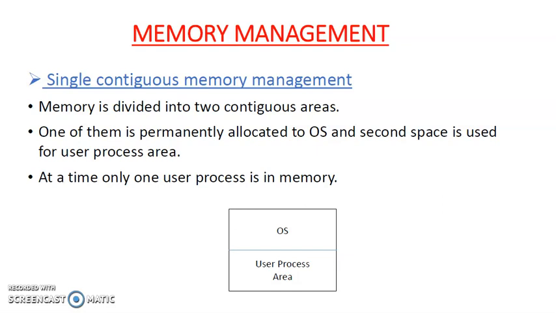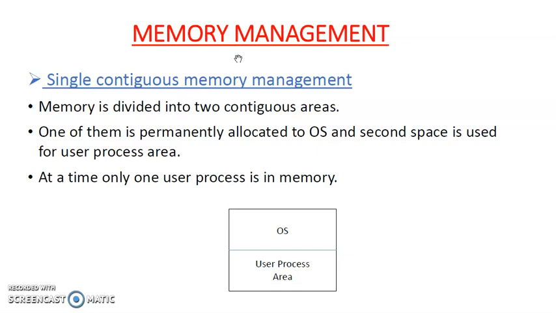Okay, so see what is the exact meaning of this management technique. Memory is divided into two contiguous areas. You can see in the image below. The first area is the operating system, which is permanently allocated to the operating system, and the second space is used for the user process area. At a time only one user process is in memory. This is single contiguous memory management.